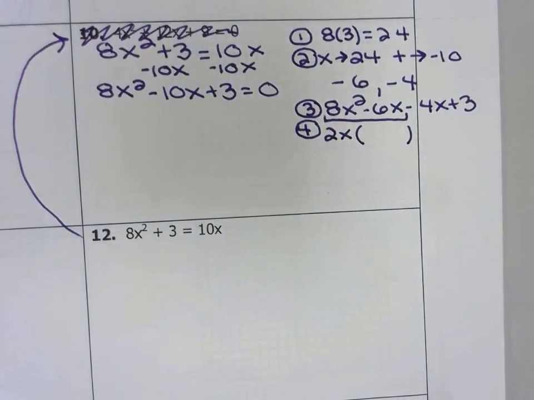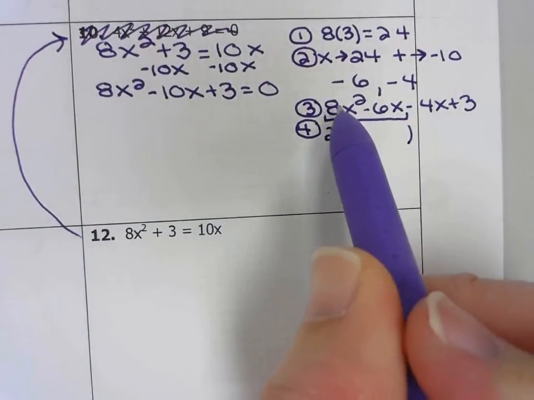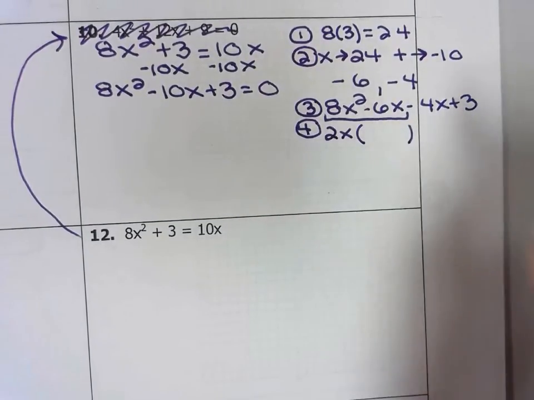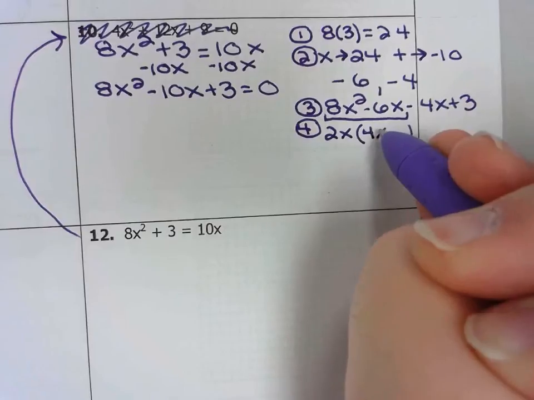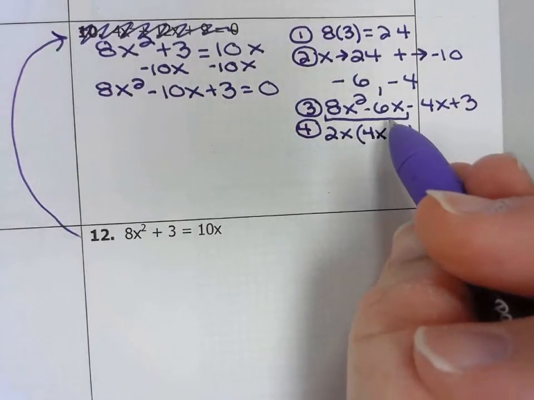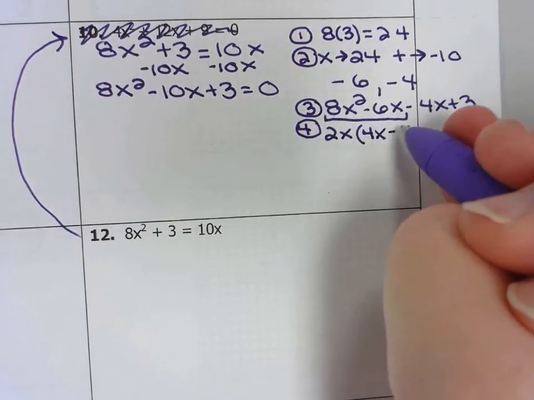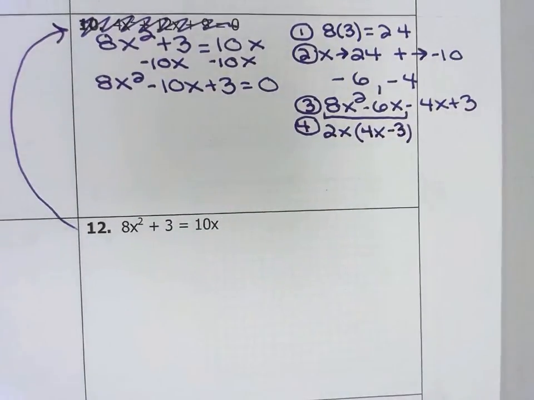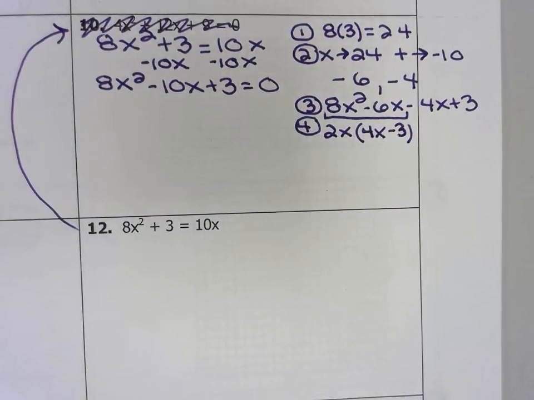As I look at what's left, 2x times what gives me 8x squared? 4x. 2x times what gives me negative 6x? Negative 3. Good. Hopefully this is ringing a bell again. Now I look at my last two, negative 4x plus 3.